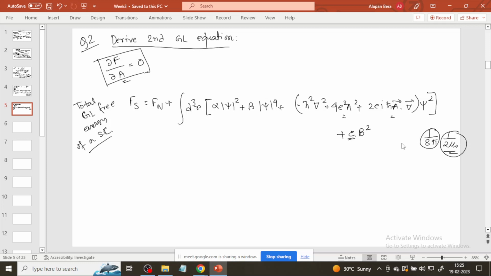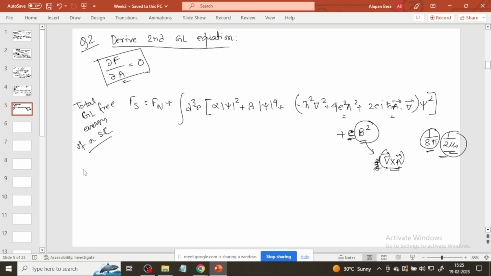Okay, 1 by 2 mu naught. So this C depends on which unit system you are using, but here, just for simplicity, we take this term as C, some constant. We are just considering this term here. Now in B also we have A, so B can be written as this. So we also get a vector potential dependence through this term B square.